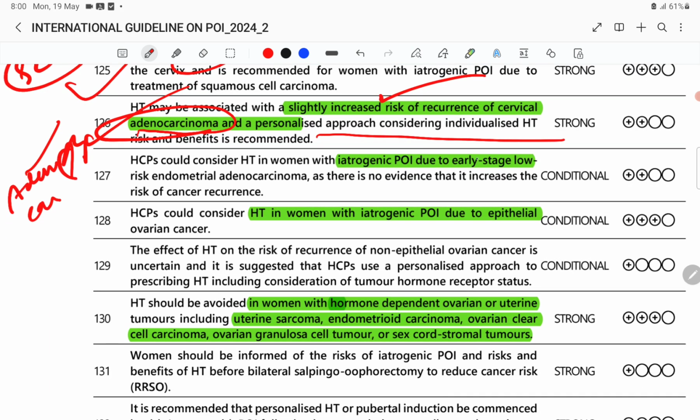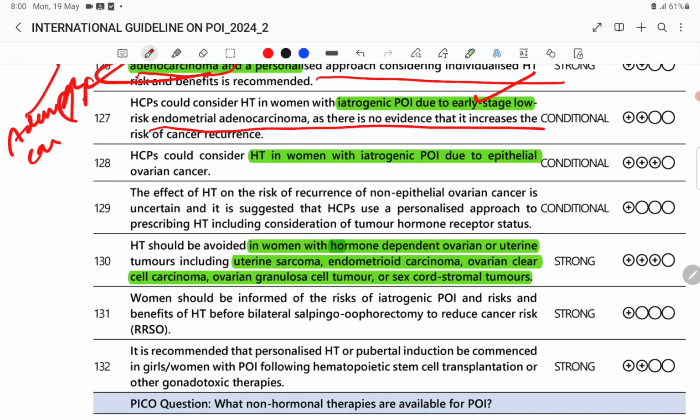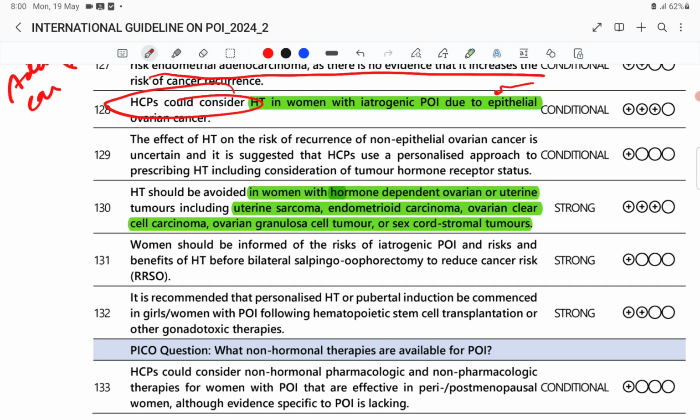In early stage, low risk endometrial carcinoma, there is no increased risk of recurrence. It can be considered in epithelial ovarian cancer. So basically, the adenocarcinoma type you can avoid. Avoid in hormone dependent cancers like uterine tumor, uterine sarcoma, endometrial carcinoma, and ovarian clear cell carcinoma.